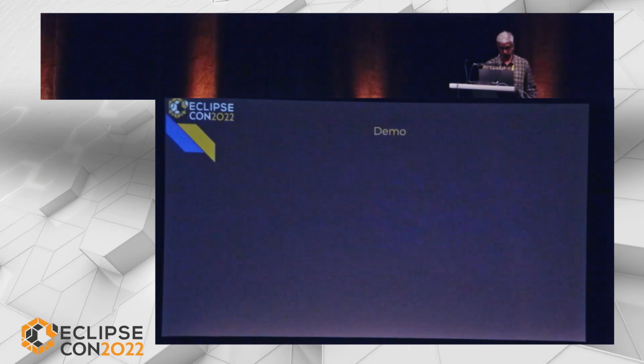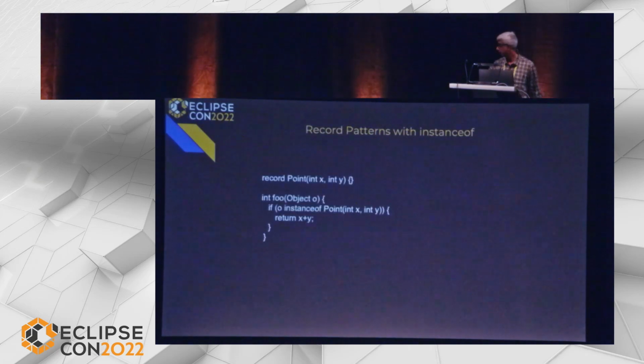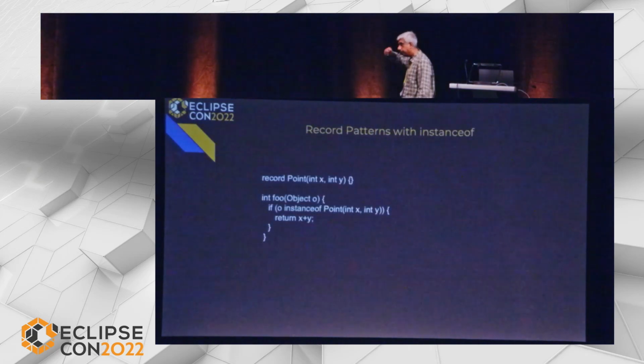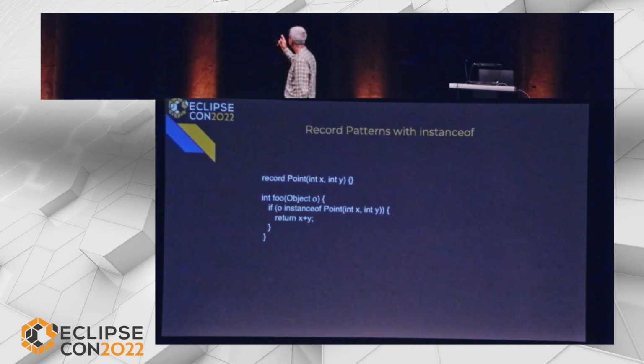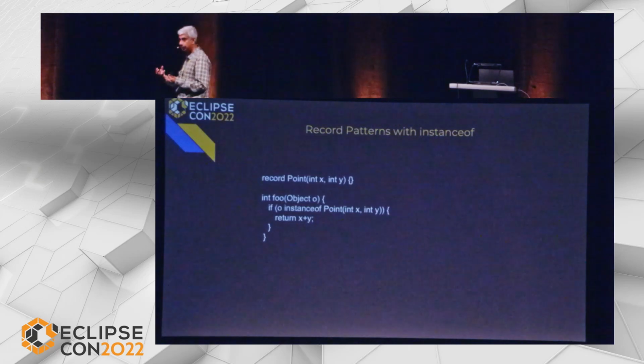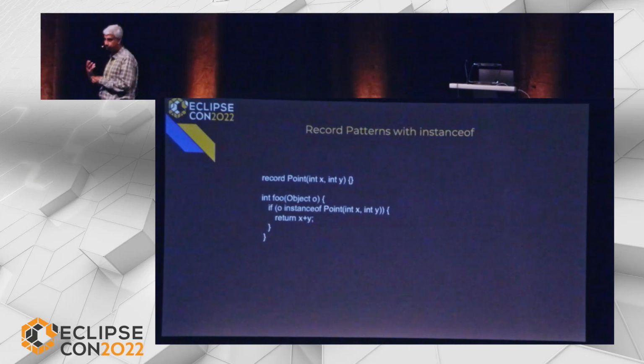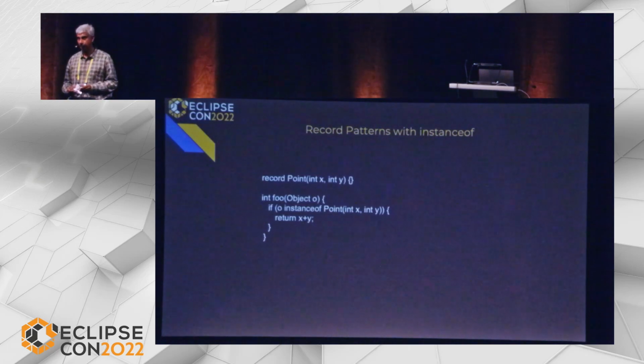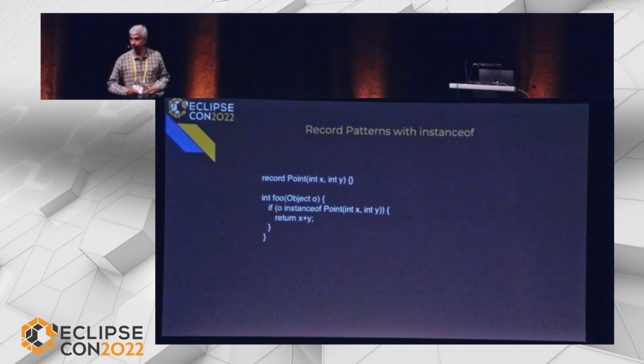Okay, so this checks if object o is an instance of this record. Yeah, something equivalent. And not only that, you can extract the x and y out of it. So that's the pattern which would be used with records. Thank you.